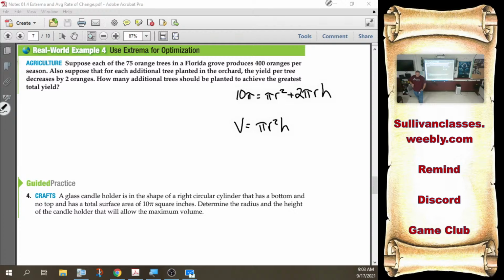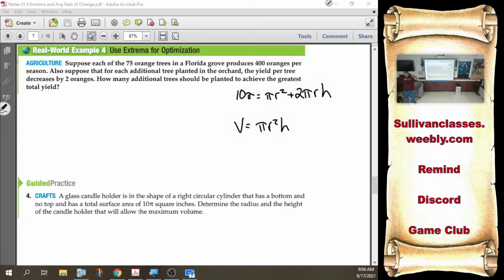We had one like this during our Chapter 0 review unit, where we had to take the perimeter of something, rearrange it, and plug it into the area formula. We're going to have to do the same thing here. They said what radius and height will allow the maximum volume. So I have to have the volume equation at the end of this. But my volume equation right now has too many variables. I need 2 variables, not 3.